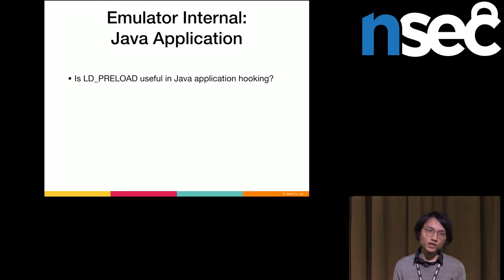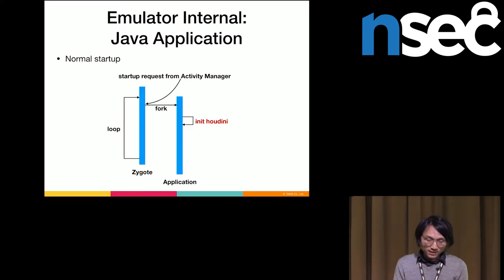So can we also use the LD_PRELOAD feature to inject your library into a Java application, not a command line application? The answer is no, and I will show why the answer is no in the following slides. So this is a normal Java application startup process. It is well known that there is a process called zygote in Android, and every Java application is forked from it. The basic process is that zygote runs a loop, and when a startup request comes from Activity Manager, the zygote will fork itself and initialize Houdini. You can see the zygote process is initialized before launching the application. So setting the LD_PRELOAD environment variable before launching such an application will cause no change.